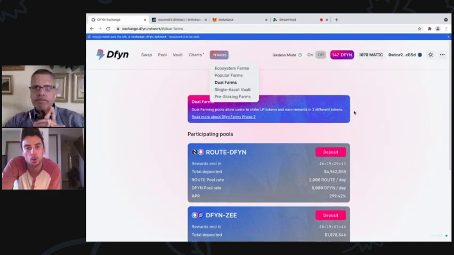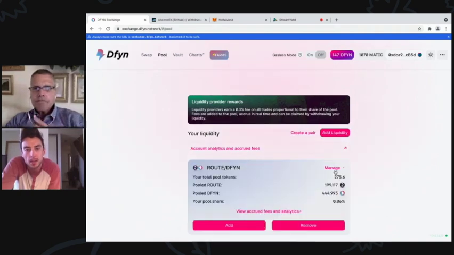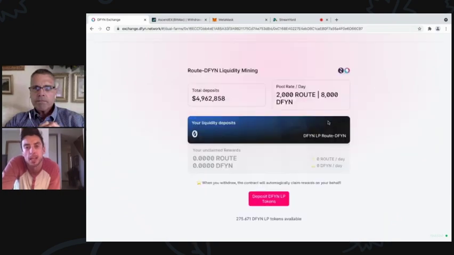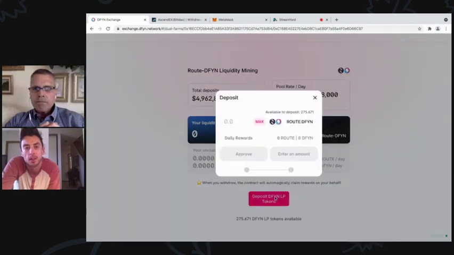So continuing on, we have created a root DFYN using 50/50, and now we're going to go to a farm, find our specific farm, which is root DFYN, and I'm going to deposit. Okay. Now it says deposit DFYN LP tokens. Click on that. You want to do the max? I do. So that's technically how much LP tokens we had. We just couldn't see it.